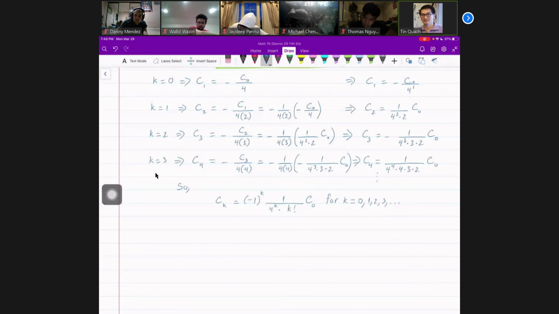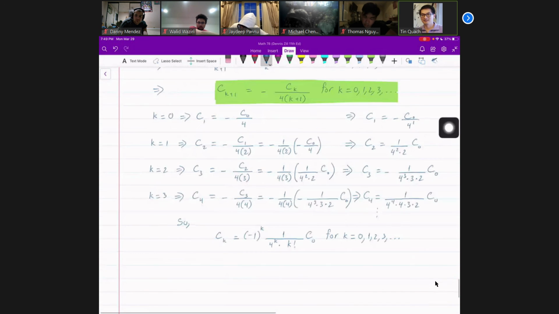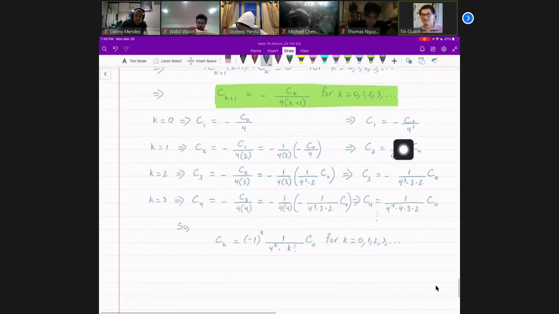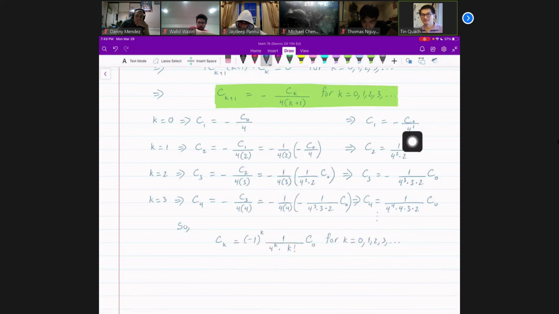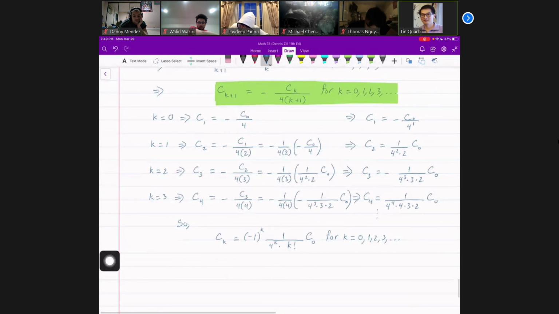So let's check. When k is equal to 0, make sure you get C sub 0. Right? So 1, 1, 1, so that's C sub 0. When k is equal to 1, then make sure you get negative C naught over 4. So it should work.